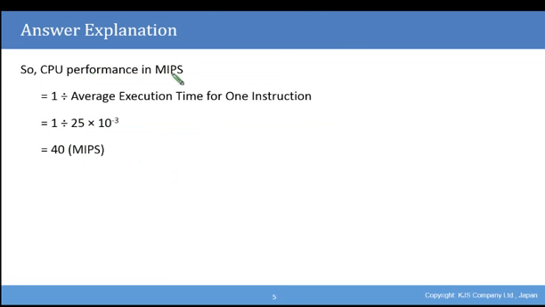So the CPU performance in MIPS can be calculated from the average time for 1 instruction. If we use the value in microseconds, we can see from the previous slide that 1 microsecond per instruction is also equal to 1 MIPS. So here, all we do is 1 divided by the average execution time for 1 instruction in microseconds. This is equal to 1 divided by 25 times 10 to the minus 3, which equates to 40 MIPS. And from the question slide, we can see that our answer of 40 MIPS corresponds to the answer B.